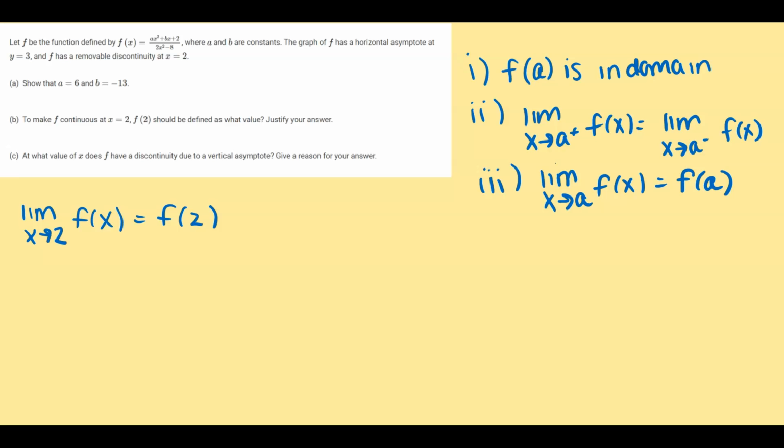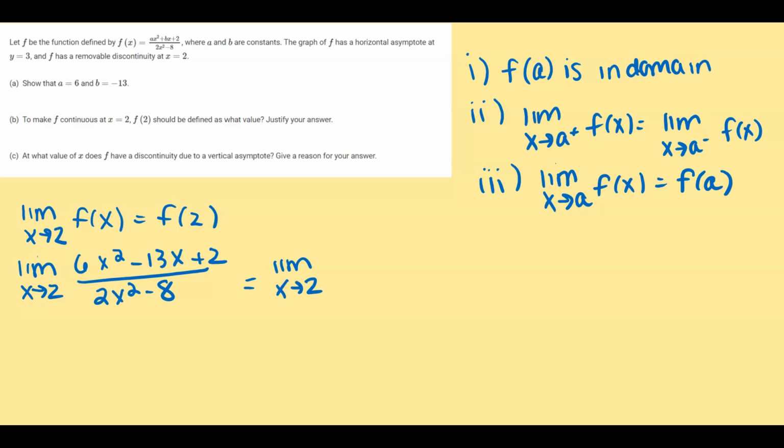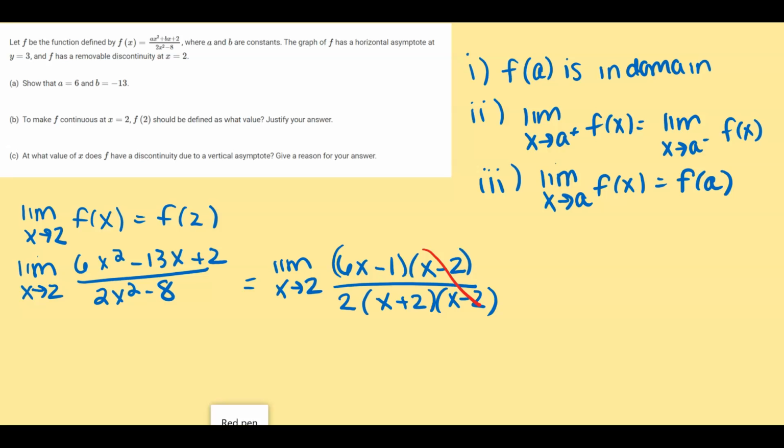We know now that a is 6 and b is negative 13. So we look at the limit as x approaches 2 of 6x squared minus 13x plus 2 all over 2x squared minus 8. And what's nice is I previously factored this above. So that's the limit as x approaches 2 of (6x minus 1) times (x minus 2) all over 2 times (x plus 2)(x minus 2). We know that x minus 2 is our removable discontinuity, so it cancels. Then we have the limit as x approaches 2 of 6x minus 1 all over 2x plus 2.